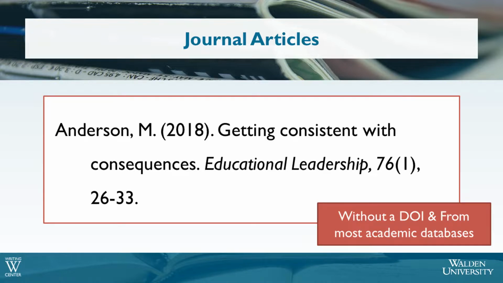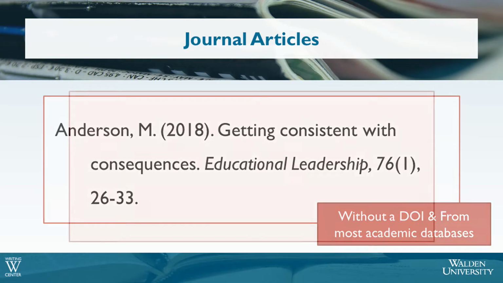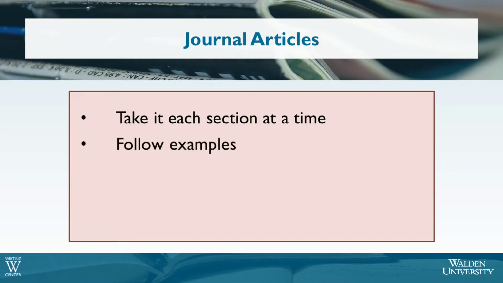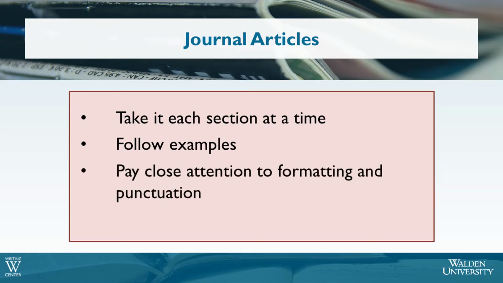While journal article reference entries might seem complicated at first, you'll master them with practice and following these suggestions. Approach the reference entry a section at a time. Follow the examples on our website, in this video, and in the APA manual. Pay close attention to formatting, like italics, and punctuation, like commas and periods, and ask if you have questions. We're happy to help.